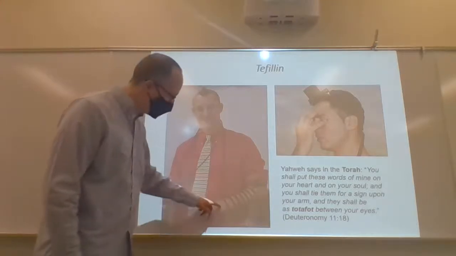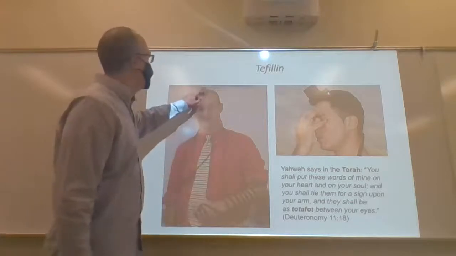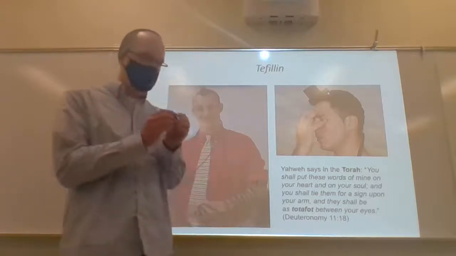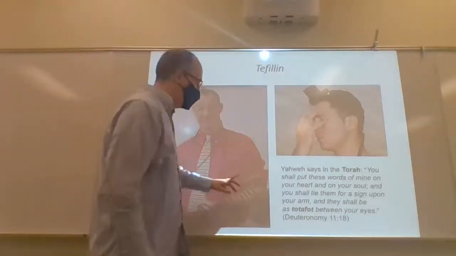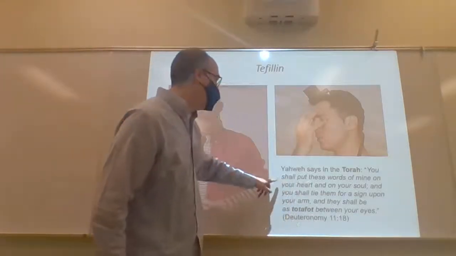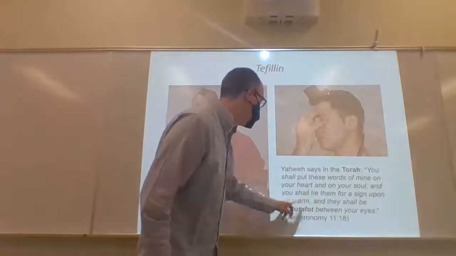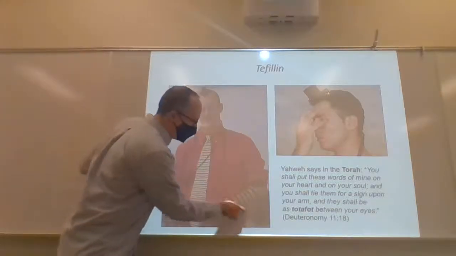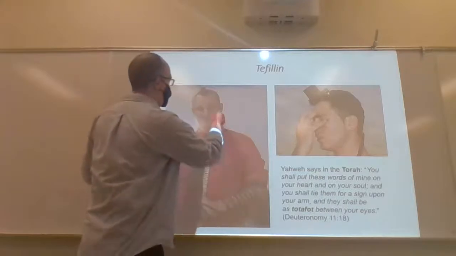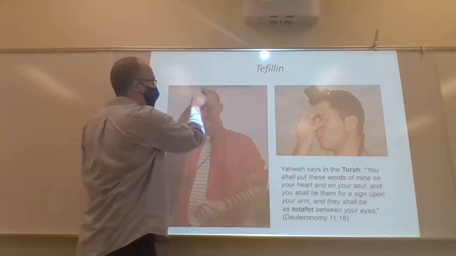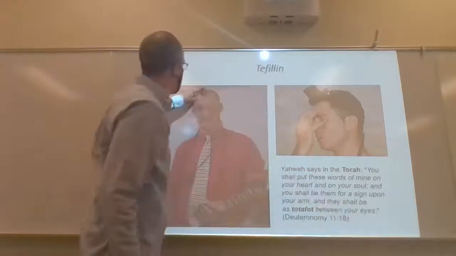So this is a leather strap, and the leather strap is attached to 2 small leather boxes. And contained within these leather boxes, there is a small scroll with a passage from the Torah written on it. So it says in the Torah, you shall put these words of mine on your heart and on your soul. You shall tie them for a sign upon your arm, right? So here it is, the leather strap is wrapped around his arm. And here's the words of mine in this box. And then another box is worn on the forehead. And they shall be as totafot between your eyes.